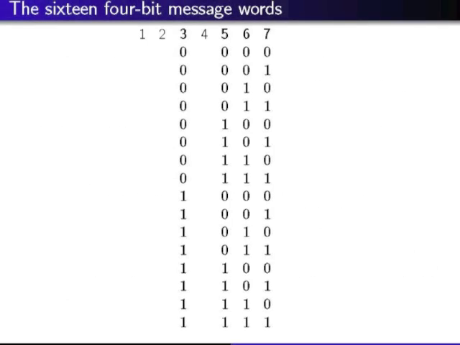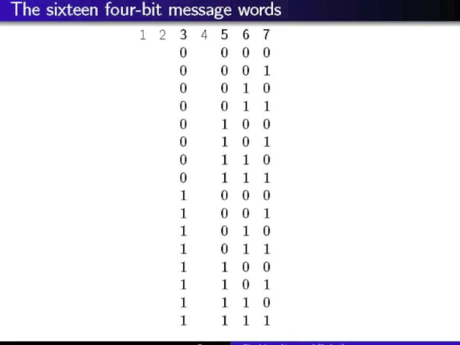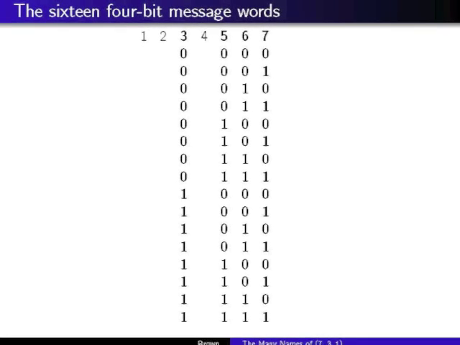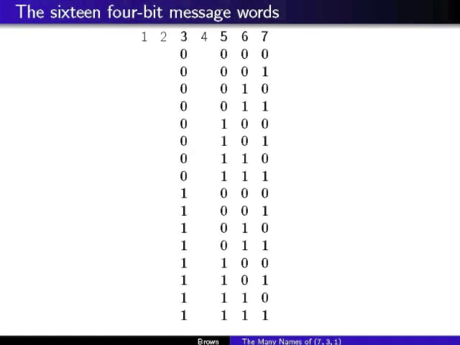So we have the message words, right? 0000 down to 1111. Okay. All right. So what we're going to do now, we're just going to arrange x1 to make the sum of the odd positions even.